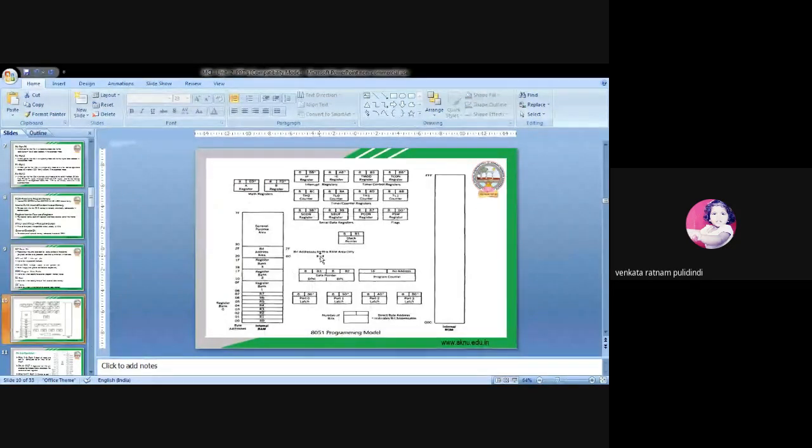Okay, now this is nothing but the programming model of the 8051 microcontroller. Already we discussed the various registers, the general purpose registers or main registers, and the special purpose registers or special function registers.